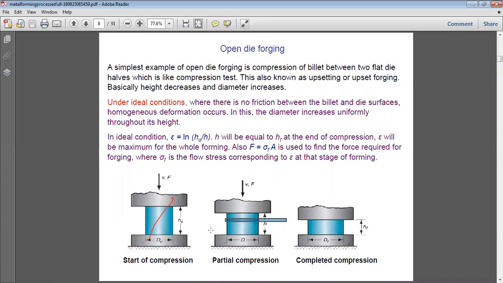Also, F is equal to sigma F into A, where A is the area, used to find the force required for forging, and sigma F is the flow stress corresponding to the strain at that stage of forging, whether it is the start of compression, partial compression, or completed compression.